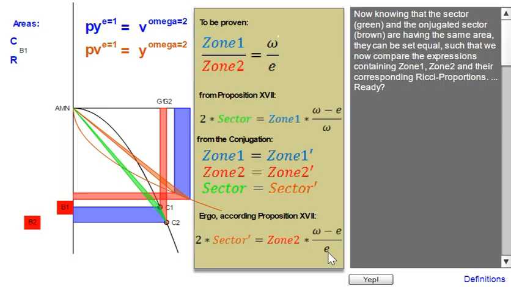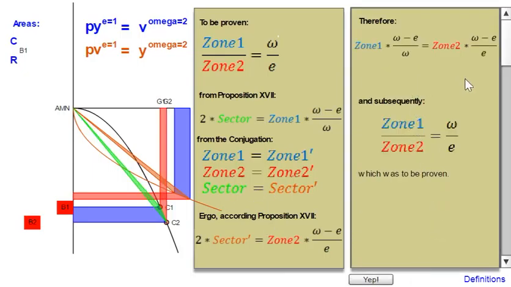And because we know this now, and we know that 2 times the sector can actually be substituted with the sector, because they are also identical, you can make up the next expression being the zone 1 multiplied by omega minus e divided by omega is equal to the zone 2 times omega minus e divided by e. Zone 2 or zone 2 dash, doesn't matter, they are the same, they are identical. And that's why you can do this.